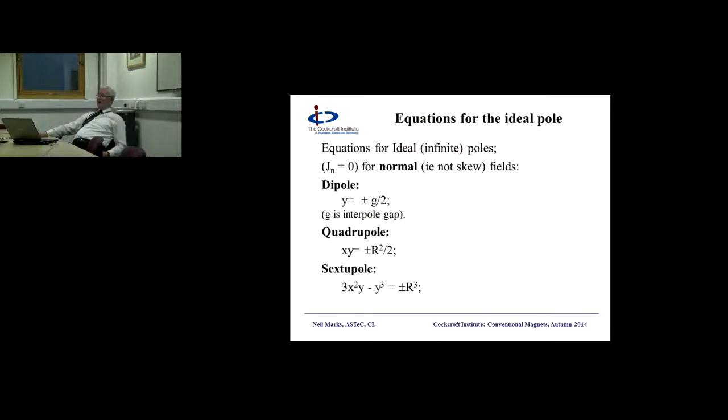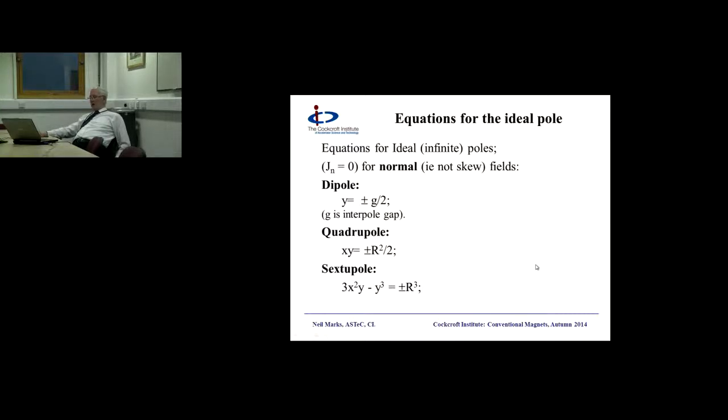So here are the equations for the ideal pole. Dipole is y equals plus or minus g over 2, where g is the interpole gap. Remember, we had those lines of scalar potential that were equally spaced across the axis. Quadrupole, xy equals plus or minus r squared over 2, and sextupole is 3x squared y minus x cubed. We've got those straight from the equations that we've already established for the scalar potential.